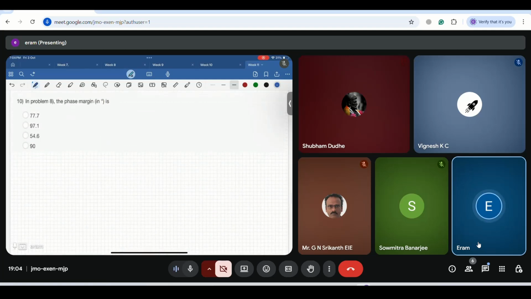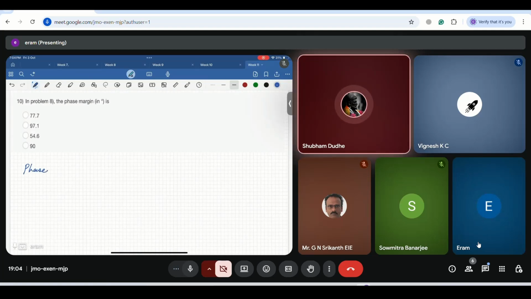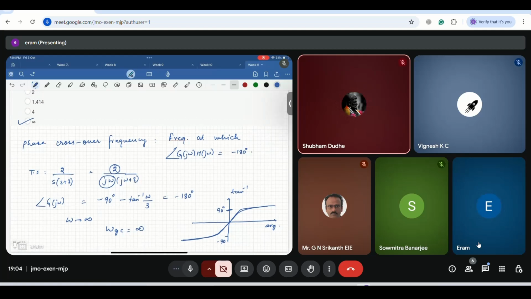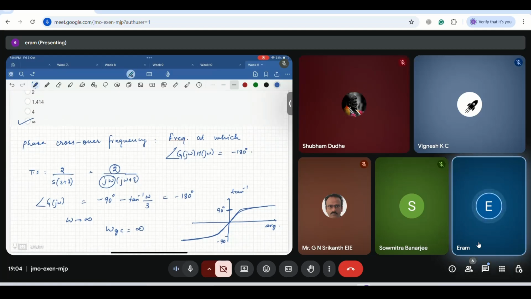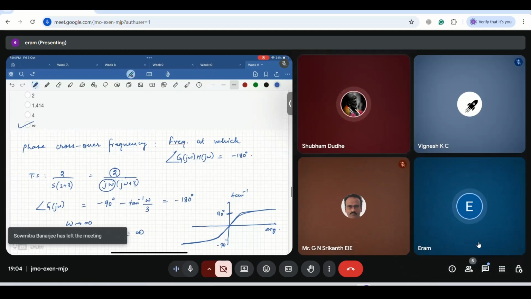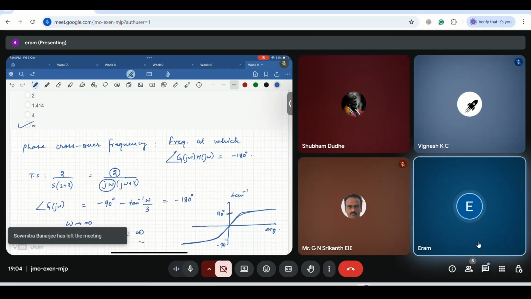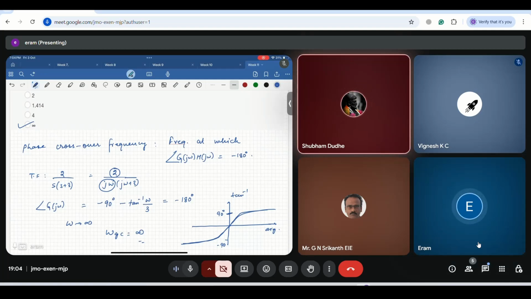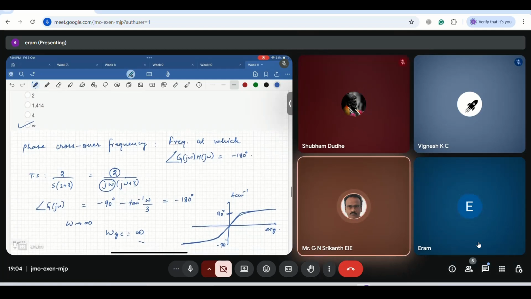Now calculate the phase margin, ma'am. Yes, I am confused about the phase crossover frequency. How are we getting infinity? Please explain a little bit. We have not solved any question on gain margin yet. The recent question was how we are getting the phase crossover frequency as infinity.